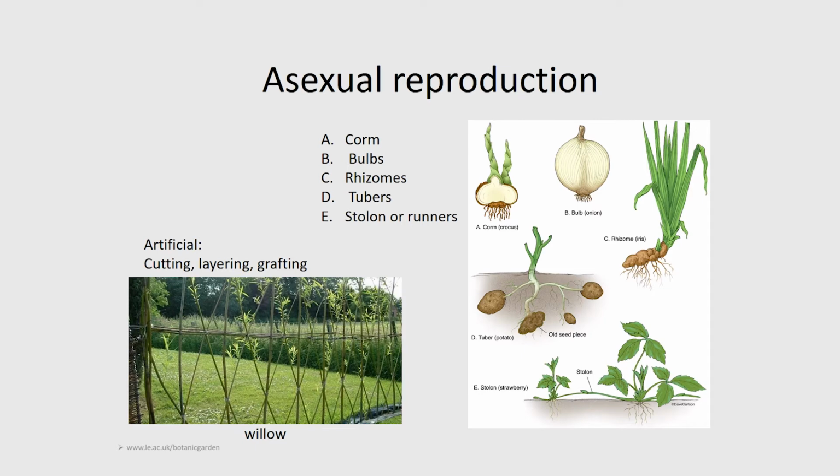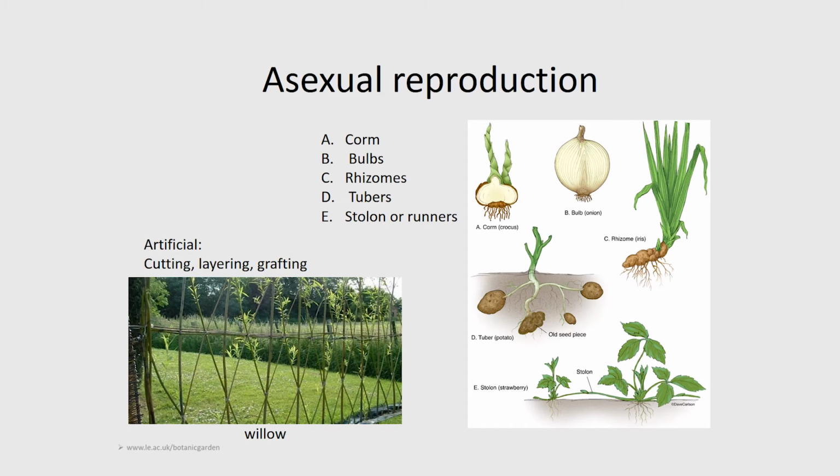So asexual reproduction is reproduction where male and female parts do not need to join to form new plants. As shown on the slide, there are corms, bulbs, rhizomes, tubers and stolons, which are also known as runners, all of which allow the plant to make new plants, that is, reproduce, without the need for fertilization.